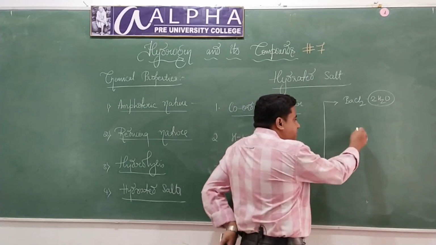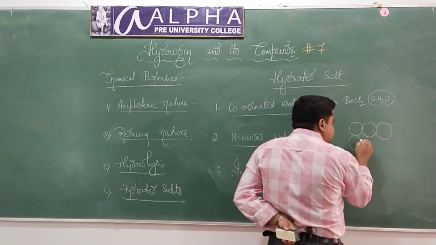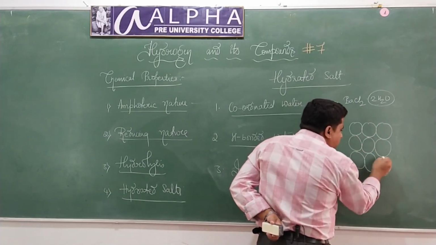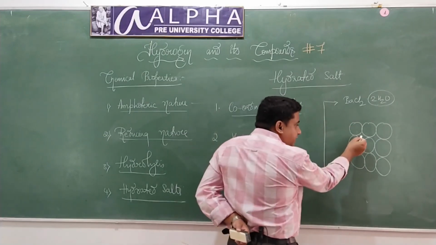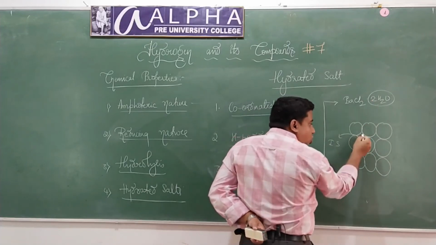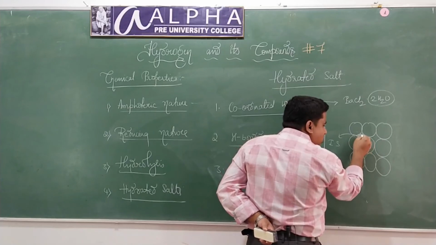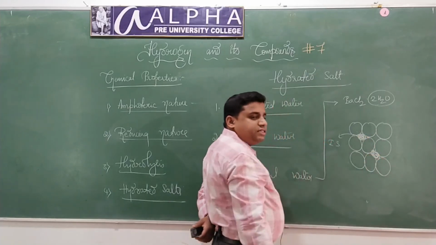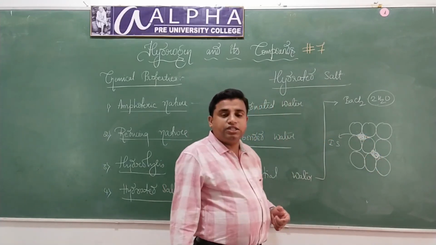For example, if this is the lattice of barium chloride, look here, the empty spaces between the particles are called interstitial sites. These water molecules will be trapped inside these interstitial sites. Such hydrated salts are called interstitial water.